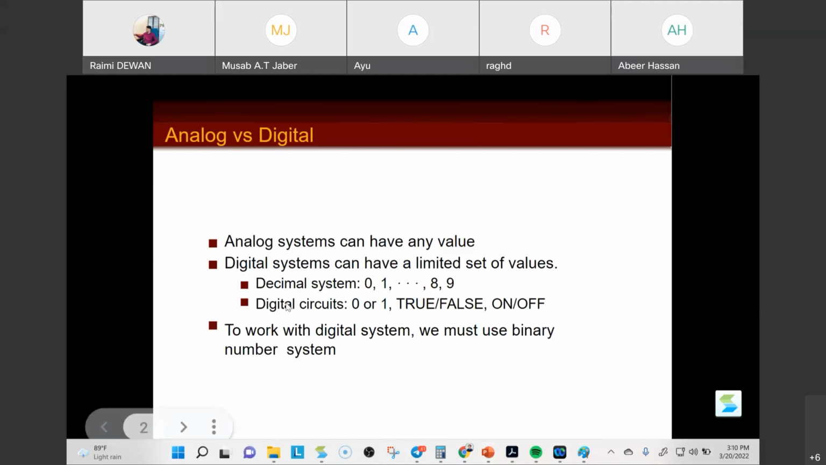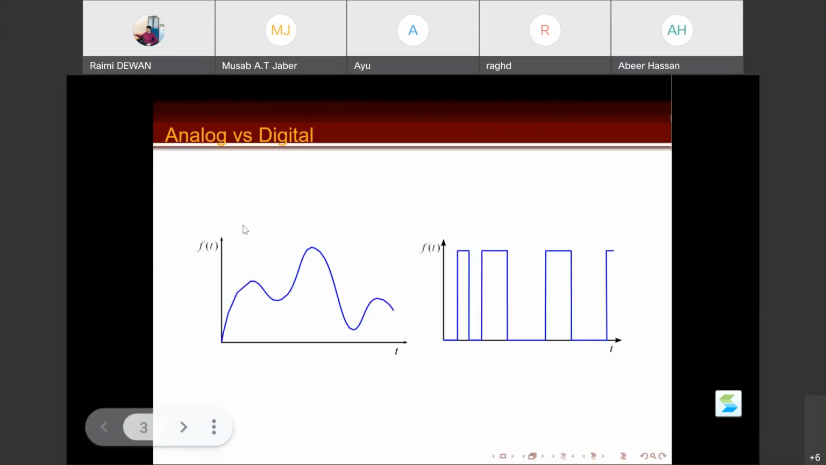To work with digital systems, we must use the binary number system, which is 0 and 1. So this is the analog system. If you see, we have varying values. It can be from here until here, and we have a large range of values. However, in the digital value, we only have 0 or 1, 1 or 0, that's it.